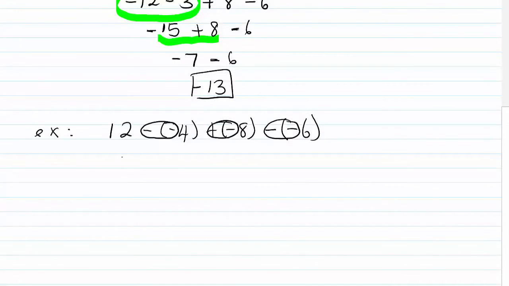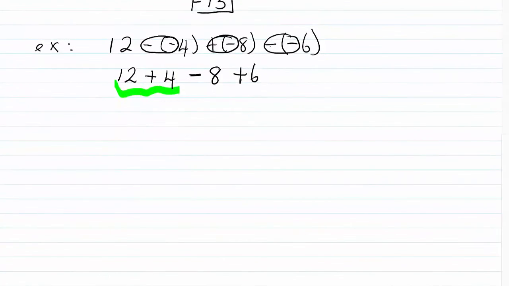So a negative times a negative, that becomes positive, so 12 plus 4. A positive times a negative becomes negative, and that's negative 8. And a negative times a negative, that becomes positive 6. And now my problem only contains addition and subtraction, so I can apply the left to right rule. Here the signs are the same, so I will keep the sign, so it's plus, and I will add the numbers, and that becomes 16. I subtract 8, bring that down, and I bring down the plus 6.